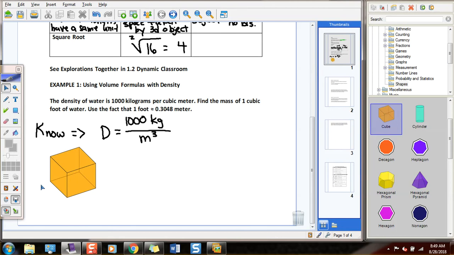And on my cube, kids, we need to find the mass of what? 1 cubic foot of water. Okay, a cubic foot of water. Let's see. A cube is basically a prism here, right? Okay, so let's call this 1 foot. My length, or my width is 1 foot, and my height is 1 foot. Okay.